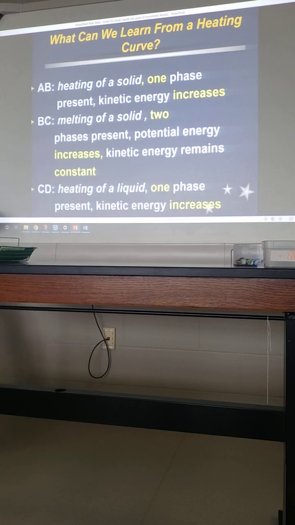And then we start to rise again. At CD, it starts to move upwards, and it's the heating of a liquid. It's all liquid, so there's only one phase or state present, and the kinetic energy is increasing, and we know that because the temperature is increasing. The line is going up.